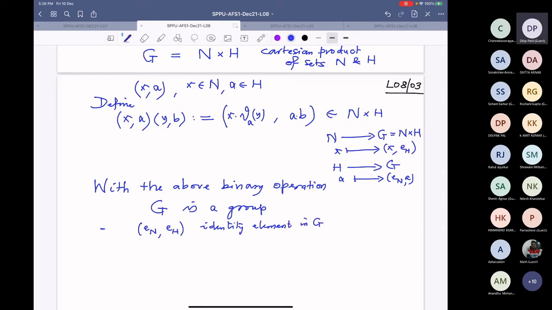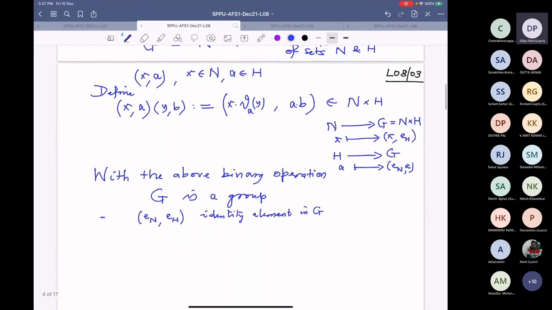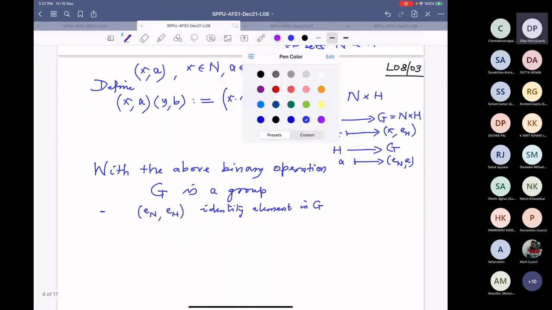It is clear because, see, if I take (x, a) times the identity and multiply, what happens? The theta of the identity is also the identity. And theta is a group homomorphism, and therefore the identity here will go to the identity map here, and so on. So this is just a simple checking. So I will not check this.